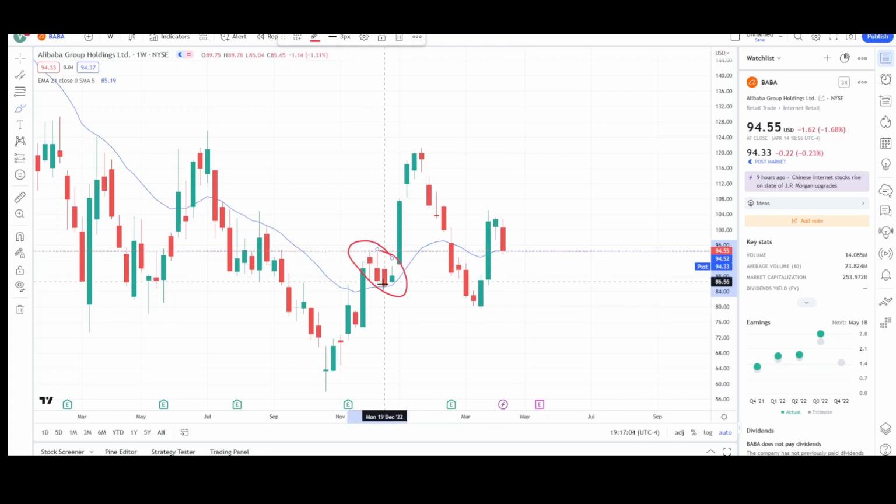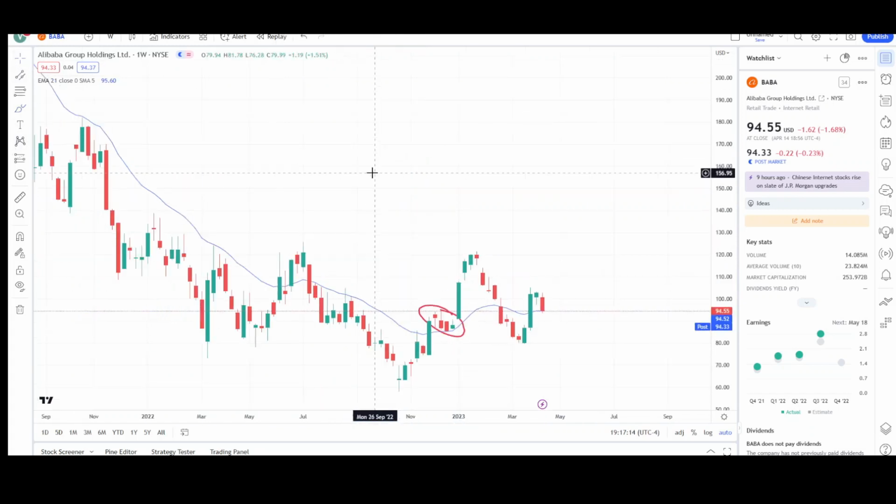But it is expected because it did happen in the past, and based on the other drawings I did on the chart, there's a good chance it makes that second leg higher. But again, it's not guaranteed. That's all I have for BABA this week.